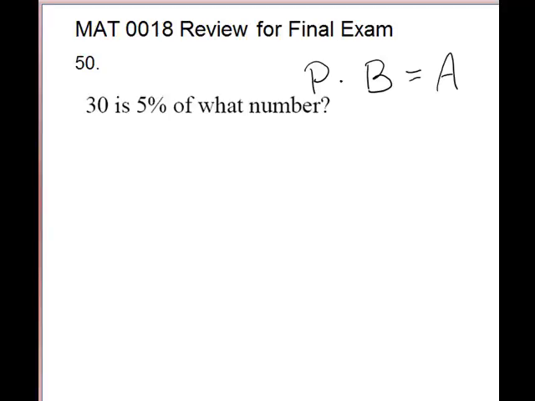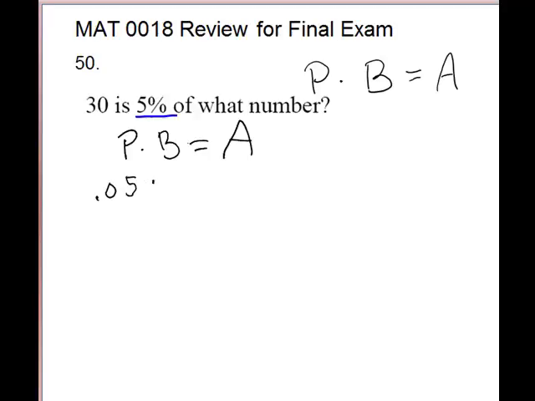Next we have 30 is 5% of what number? So it's still a percent problem, looking for a percent, so we will use our formula. P times B equals A. And we'll look for our pieces. The percent, 5%, we're going to convert to a decimal. So we drop the percent and go 2 places to the left, 0.05.